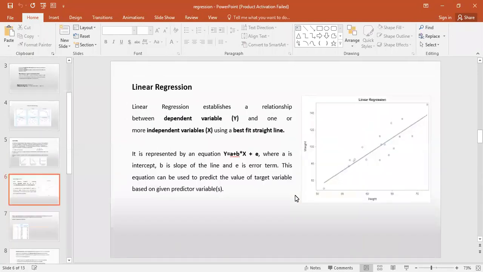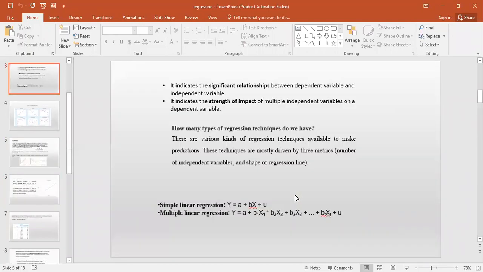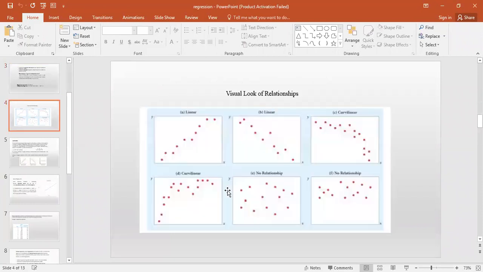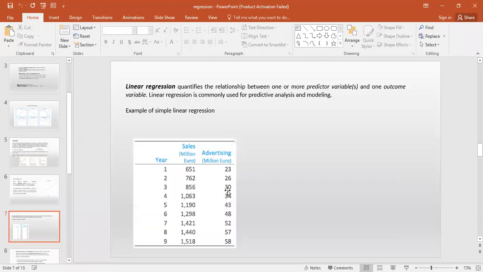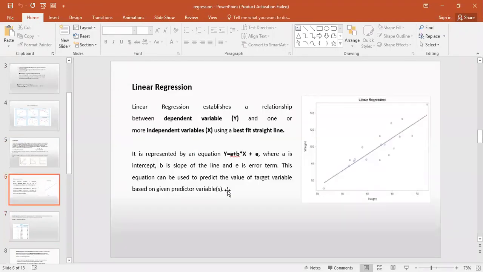I have told here that based on the number of independent variables, there is simple linear regression and multiple linear regression. Coming to simple linear regression, only one independent variable varies, which gives a straight line. The main thing is we need to get a best fit line, and the distance between these points and the line should be minimized. That is called the error value.